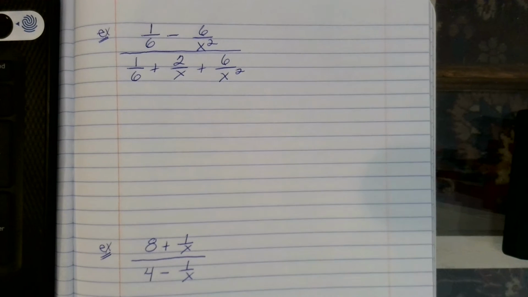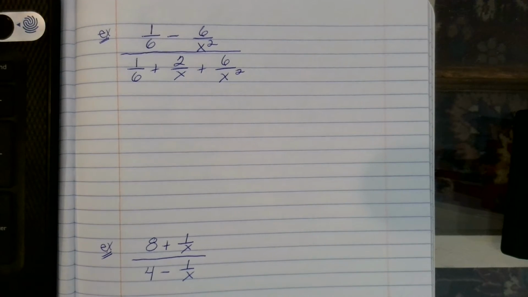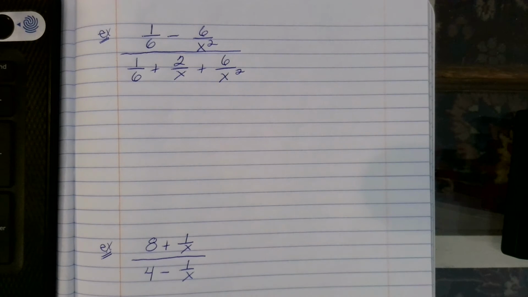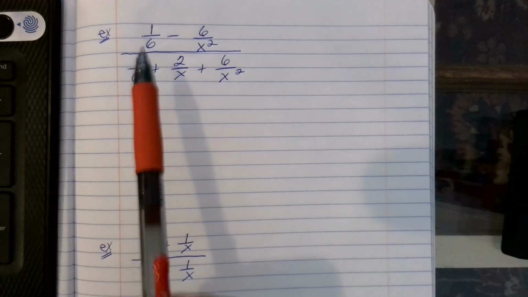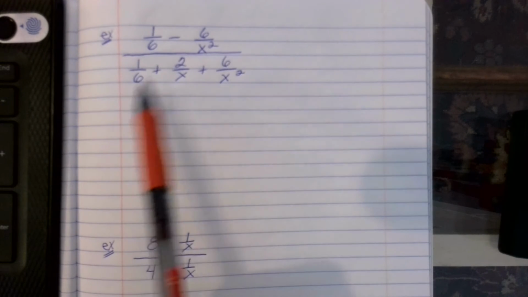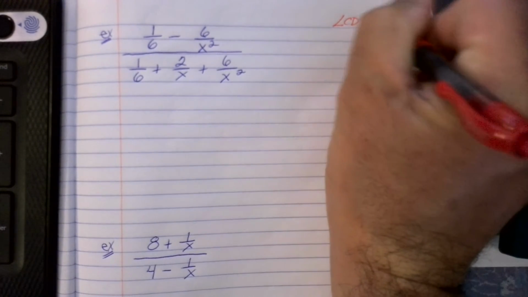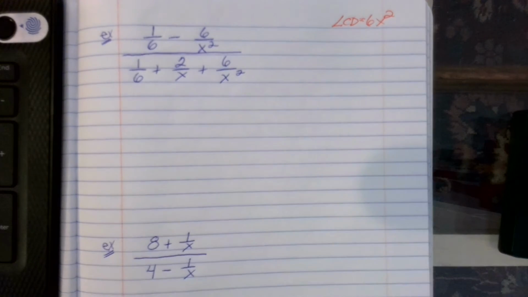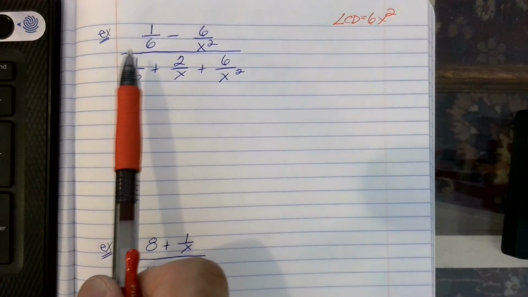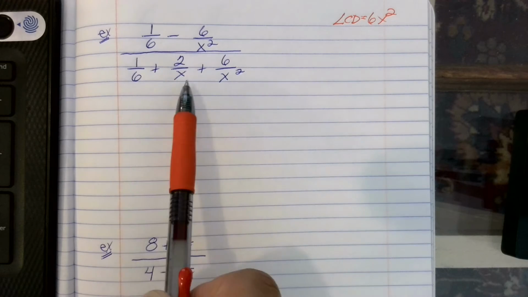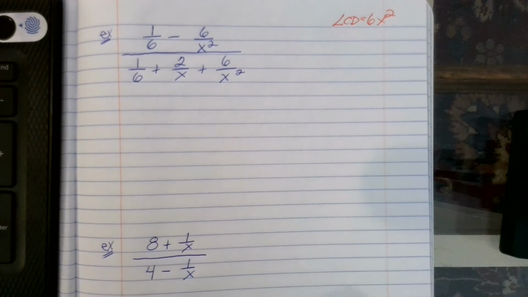In this next example, we have 1/6 minus 6 over x squared, over 1/6 plus 2 over x plus 6 over x squared. So it looks more complicated, but it's really not. We still just want to find the LCD. So in this case, with denominators of 6, x squared, 6x, and x squared, my LCD is 6x squared. We want a value that's going to be able to cancel out 6, x squared, 6, x to the first, something that all these denominators could go into.